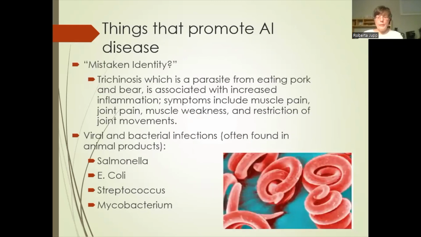Trichinosis is a parasite from eating pork and bear. I don't know how many people eat bear, but a lot of people eat pork. It's one of those parasites that can cause muscle pain or joint pain or muscle weakness. And sometimes the person is diagnosed with autoimmune disease when really it's trichinosis. So it's best to not eat pork at all, but if you eat it, make sure that it is completely and well cooked because you definitely don't want any living parasites going into your muscles, because that's a lifetime of pain and discomfort. And then there's also viral and bacterial infections that could cause inflammation, like salmonella or E. coli.